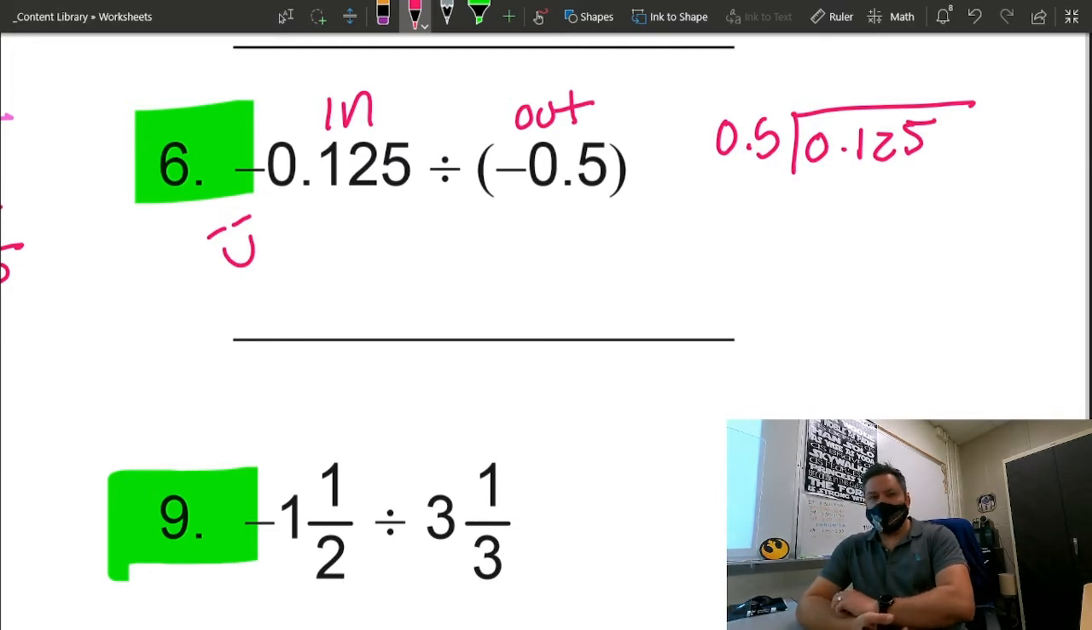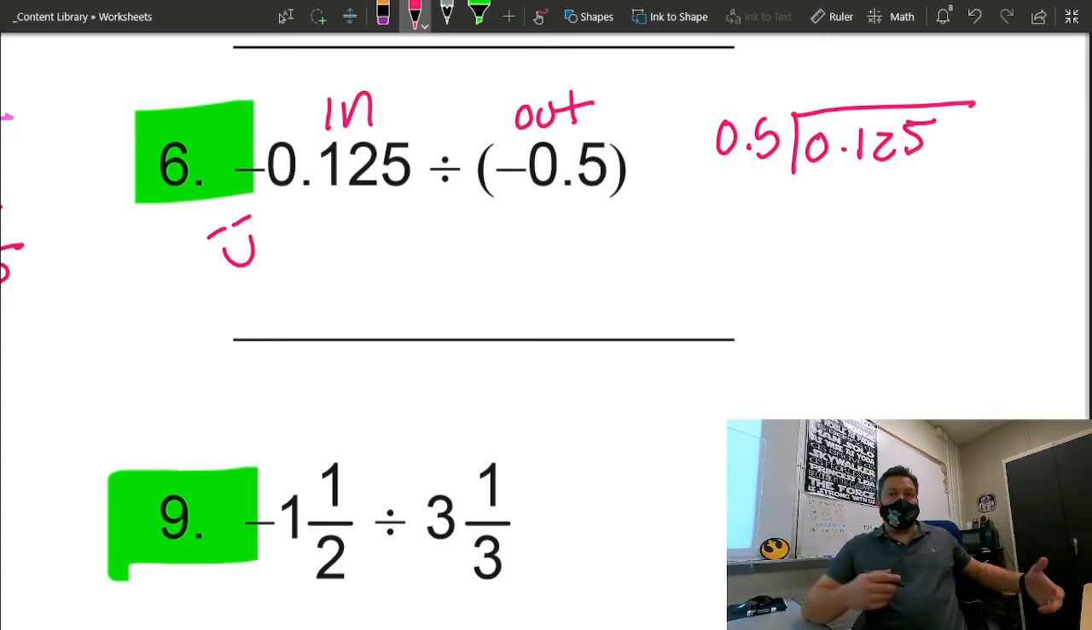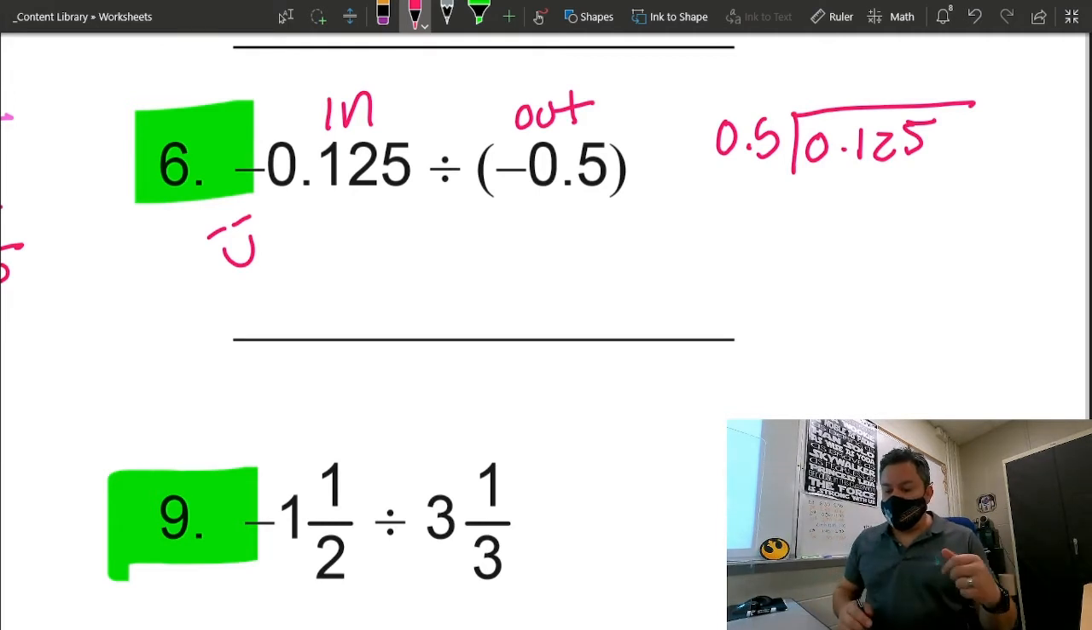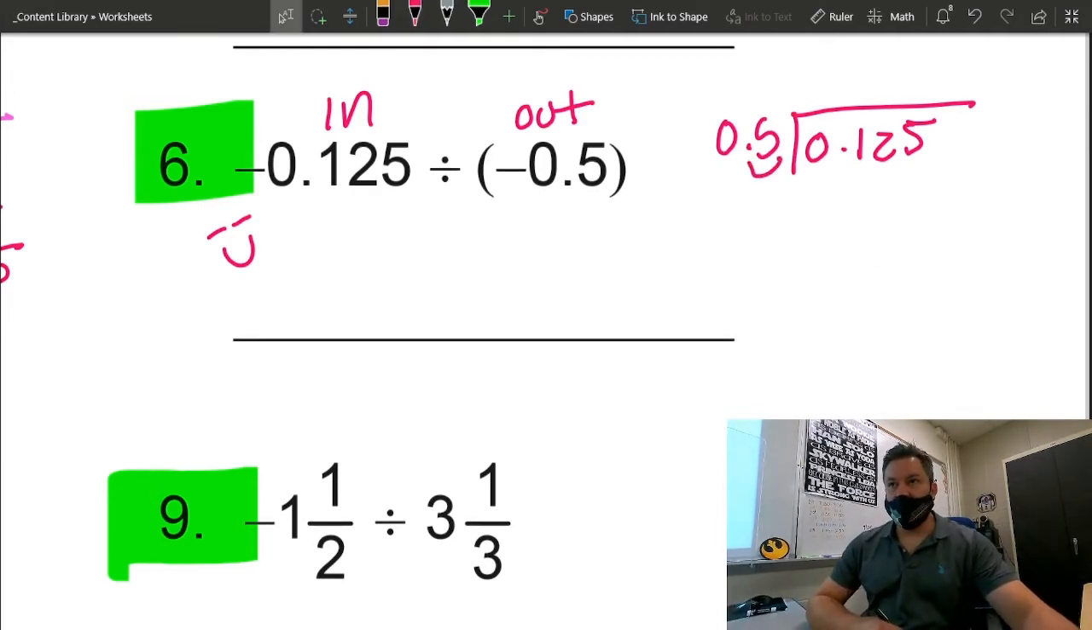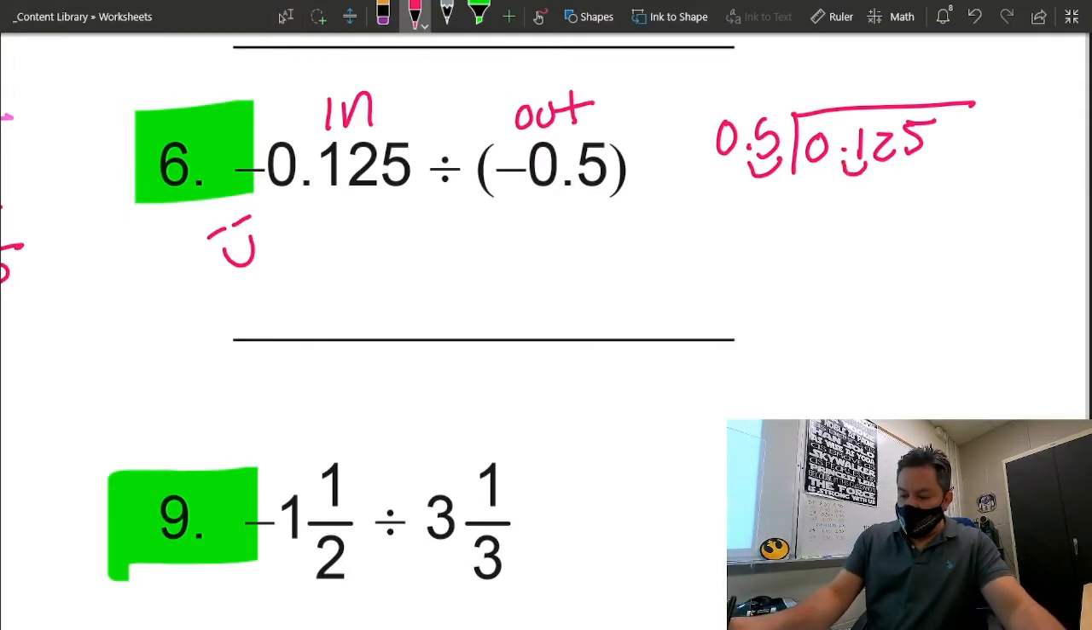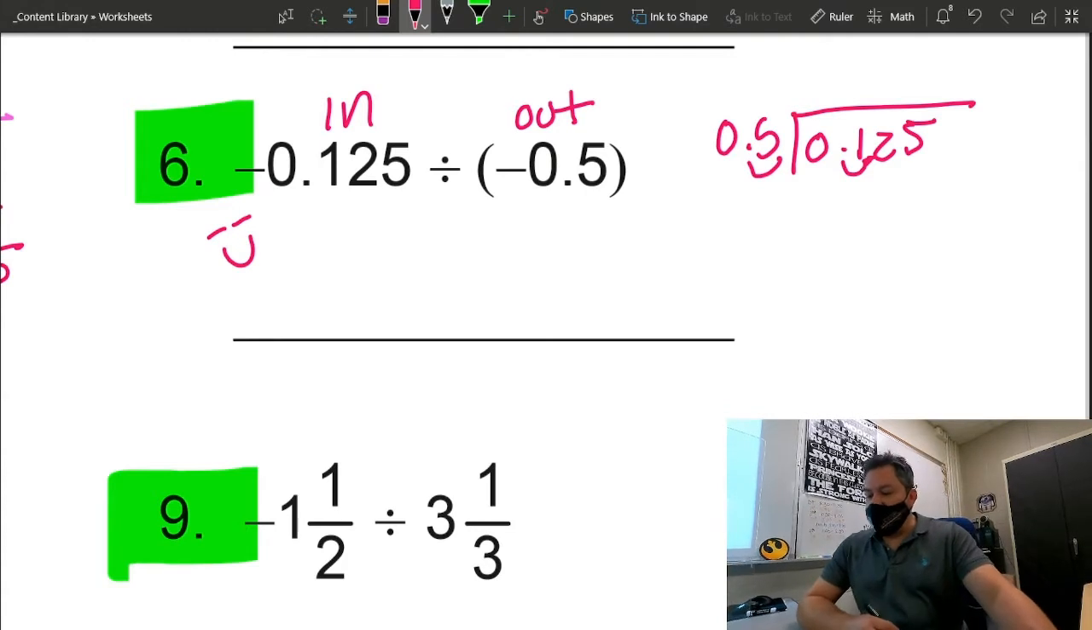Oh man, we have decimals inside and outside. So that blows. Nobody likes those. I don't like them, but we're going to do the same thing. Watch. Outside, how many decimal places do I have? 1. So I move it to the end. Over here, I do the same thing. So now it's going to be 1.25 divided by 5.